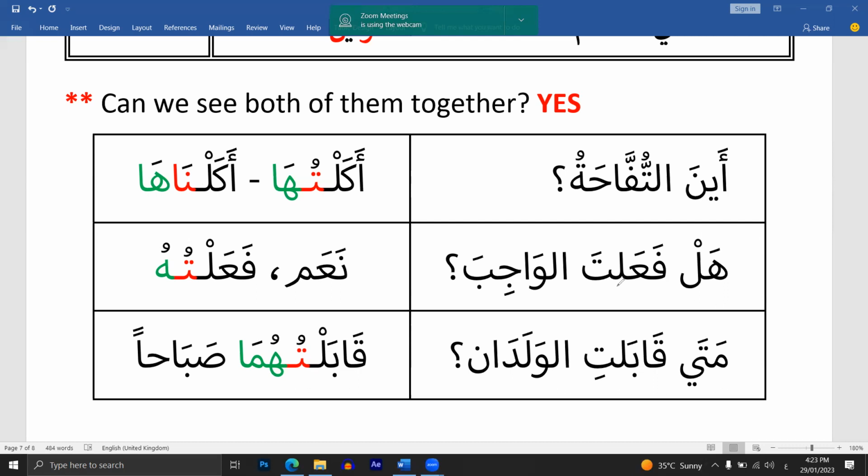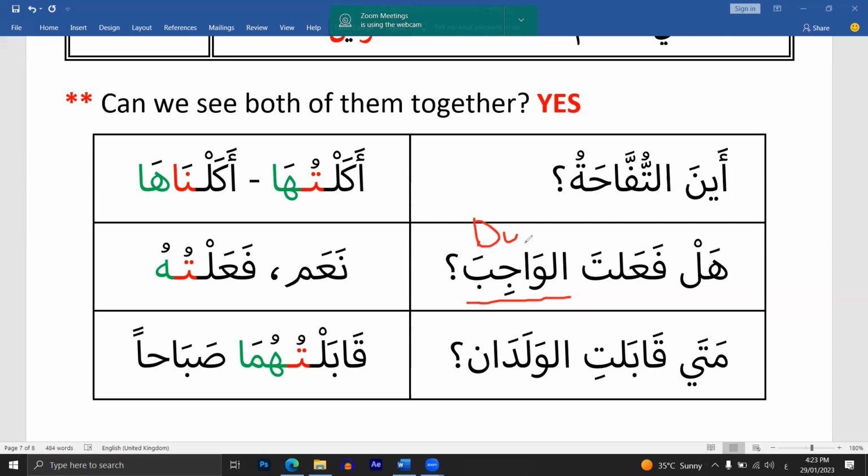هل فعلت الواجب؟ Okay. Can I ask you, please, this one, do you know the translation? I tried. Did you do the homework? Yes, you got it right. Al-wajib means homework, or sometimes it means duty.